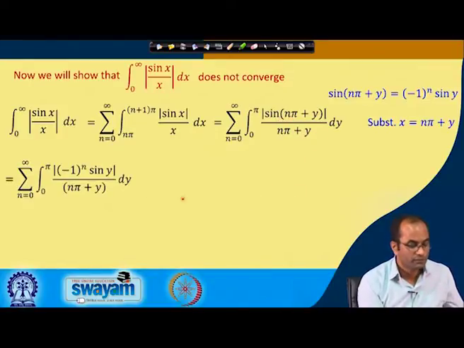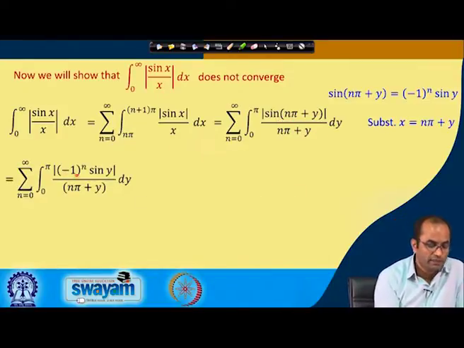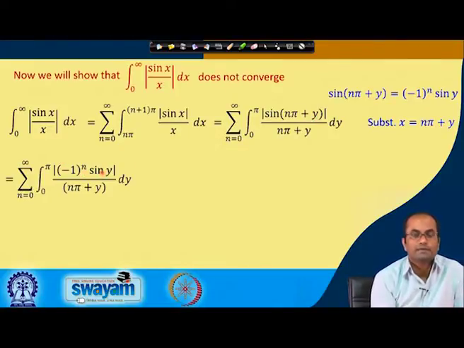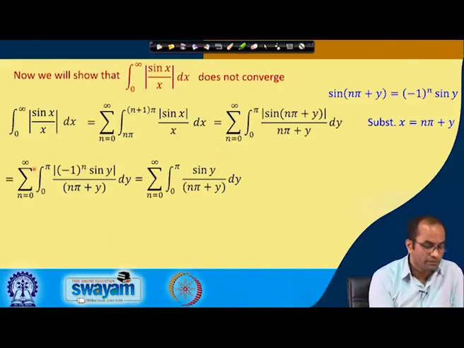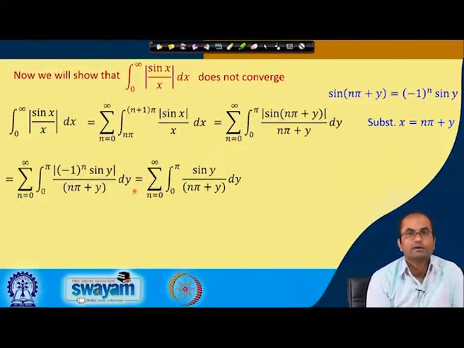So, while using this, we now have in the numerator (-1)^n, and then sin y over (nπ + y) dy, the same integral which was here. So, sin(nπ + y) is replaced by (-1)^n sin y. Now this summation stays as it is, from 0 to π, and this (-1)^n, because we are talking about the absolute value, will be as it is, and the sin y again.